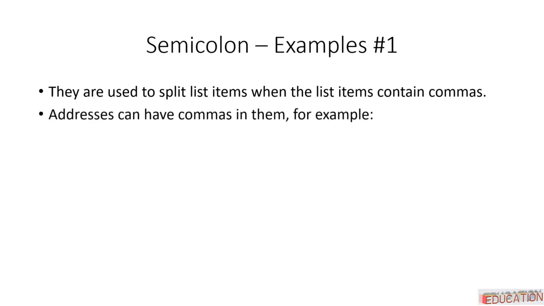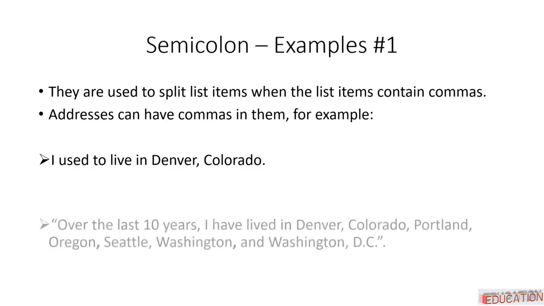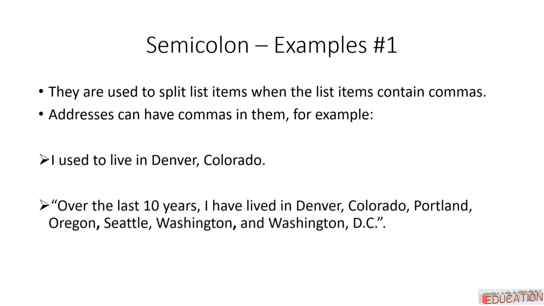For example, addresses can often have commas in them, as in, I used to live in Denver, Colorado. So the town and the state are separated by a comma, as we see here. Now look at this sentence. Over the last 10 years, I've lived in Denver, Colorado, Portland, Oregon, Seattle, Washington, and Washington, D.C. It's very confusing when we just use a comma, because some of the commas separate a town from a state and some commas separate the list items, and it's really not clear which is which.